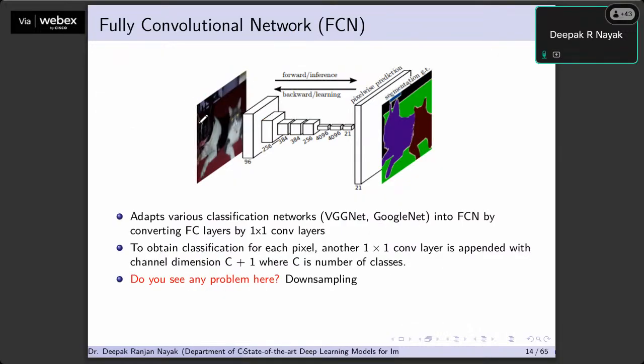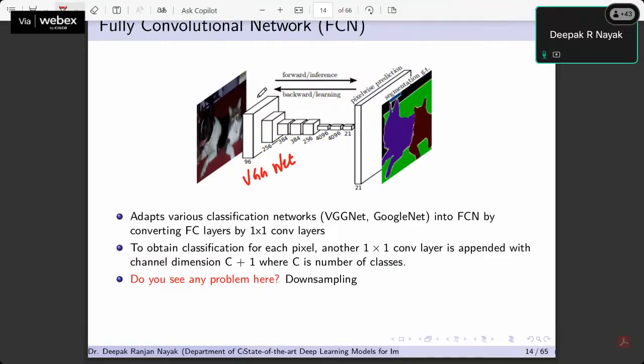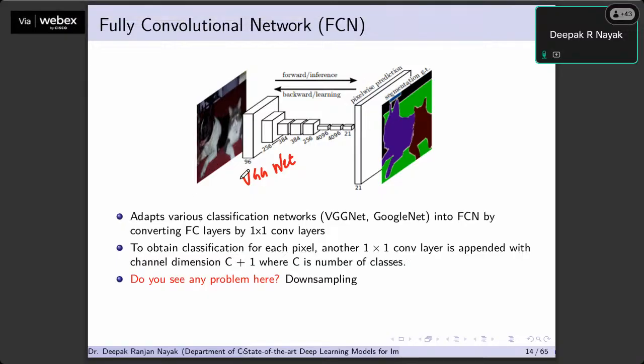That is the fully convolutional network. Why is the name so called, fully convolutional network? How does it look, and what is the difference between this architecture and the architectures you have seen earlier, which are used to solve the classification problem? If you look at this architecture, it looks like the one you have just seen, known as VGGNet. This FCN, fully convolutional network, adapts various classification networks, especially VGGNet and GoogleNet.